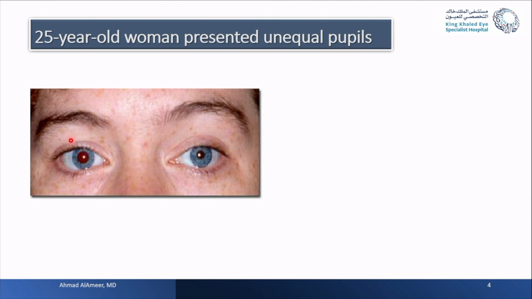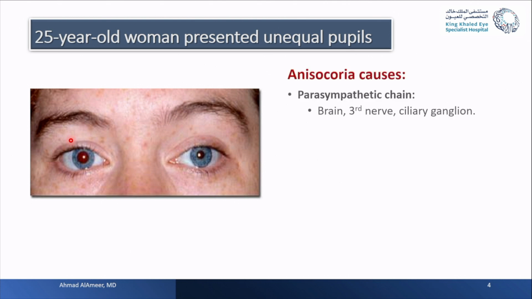Is this sympathetic? Is this Horner? Is it tonic? Which one is worse in dark? Which one is worse in light? Sometimes you can be confused in the clinic, okay? So I will tell you an easier way to differentiate. طيب. So it could be of a parasympathetic problem, like from the brain, third nerve, or ciliary ganglion, or tonic pupil. Or it could be from the sympathetic chain, brain, neck, or upper chest problem.